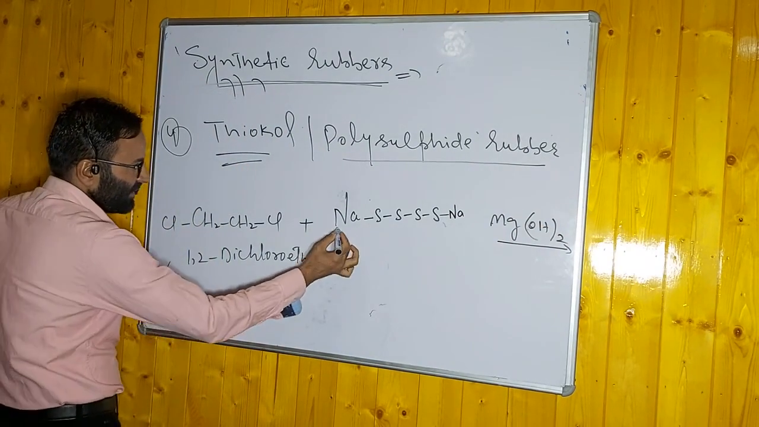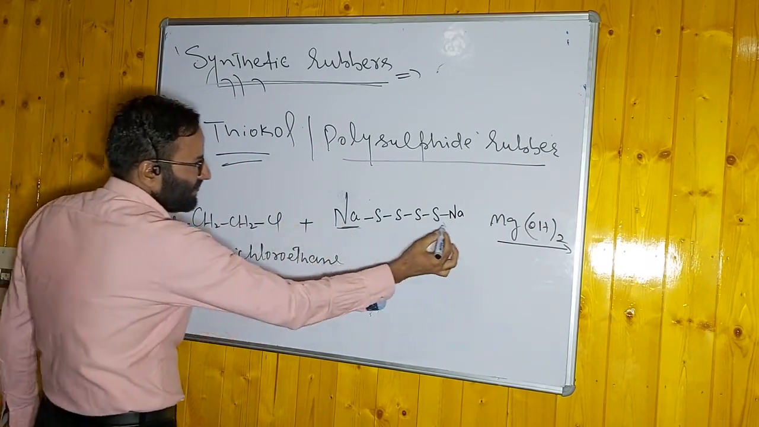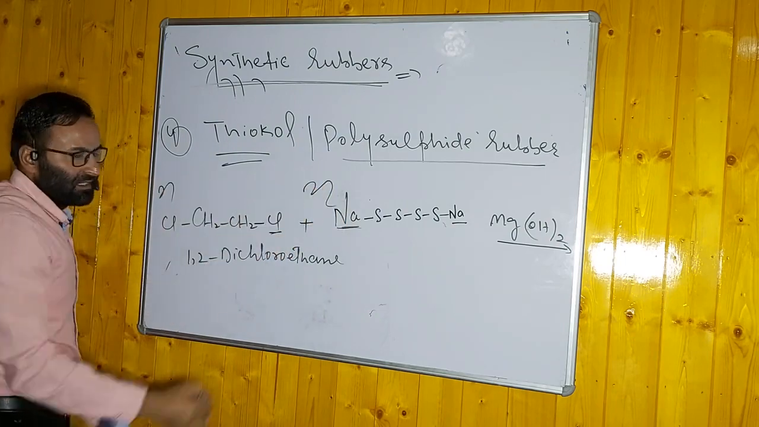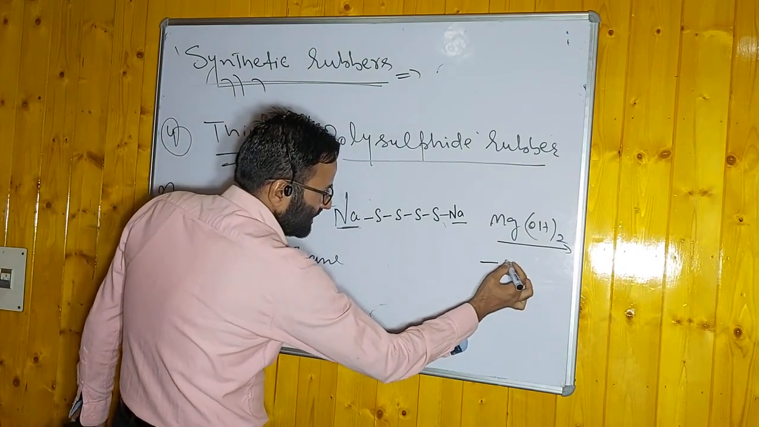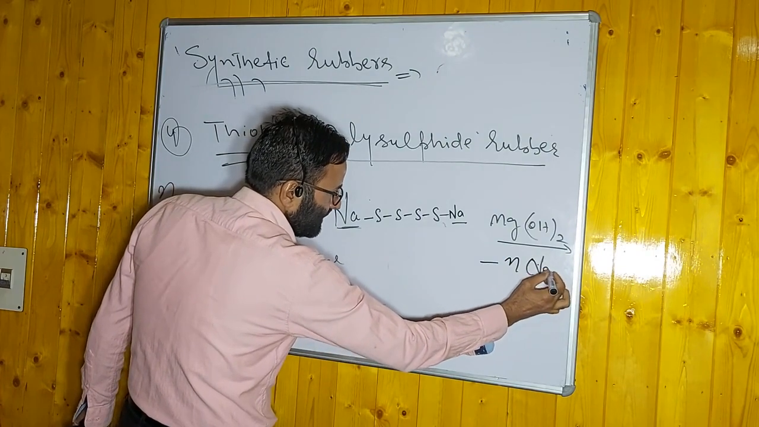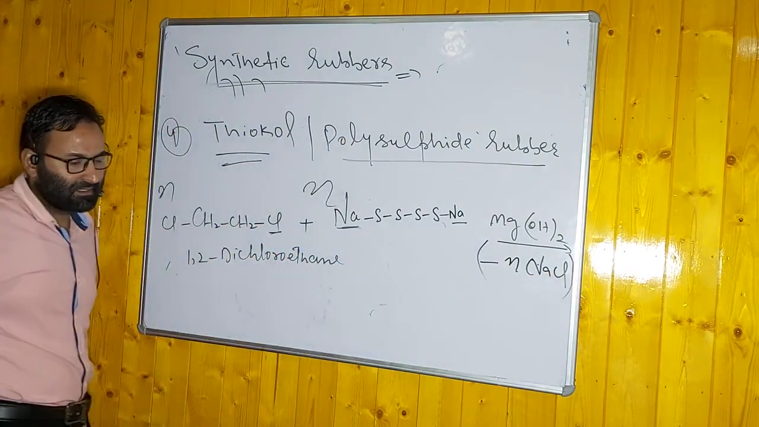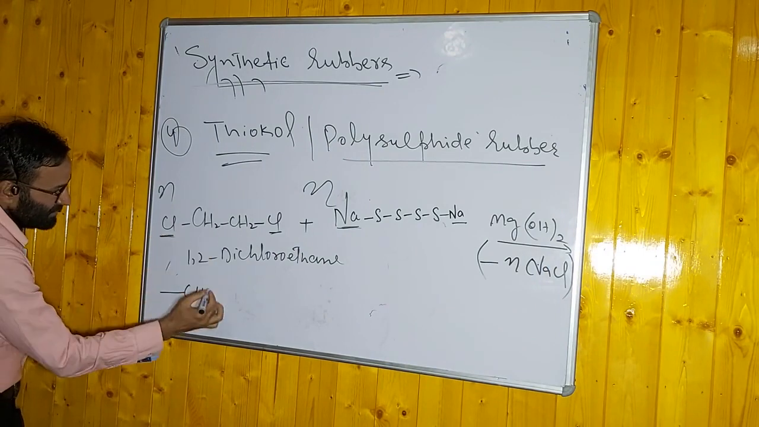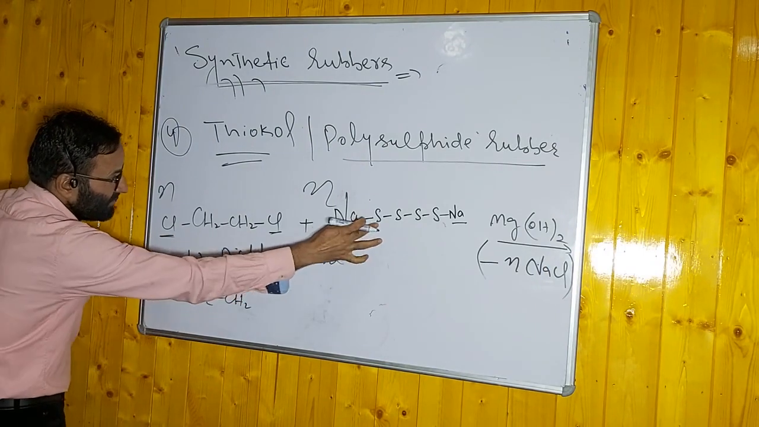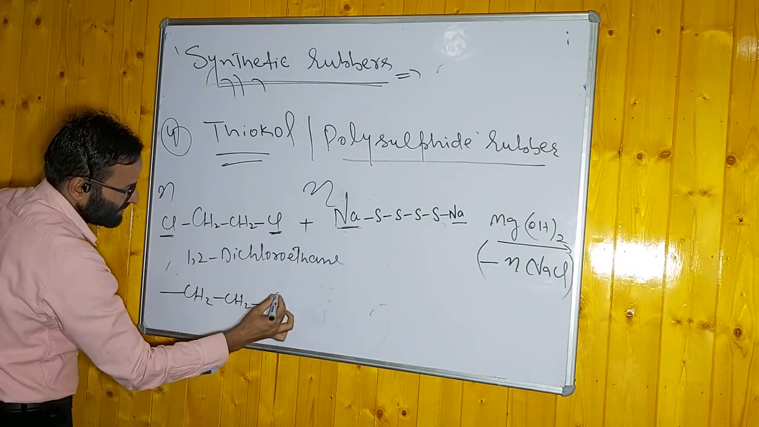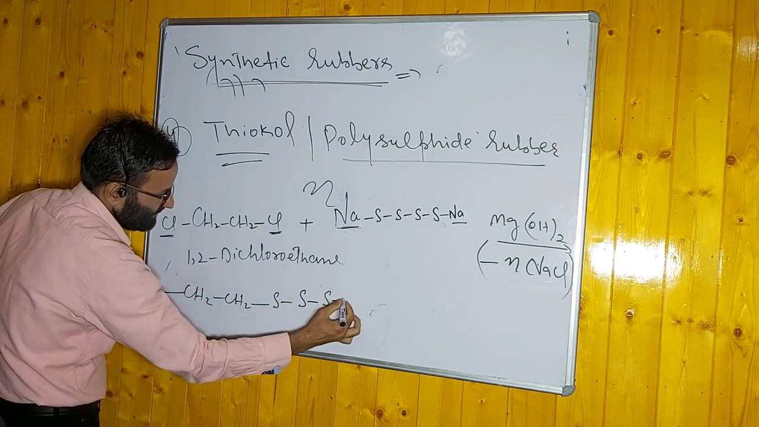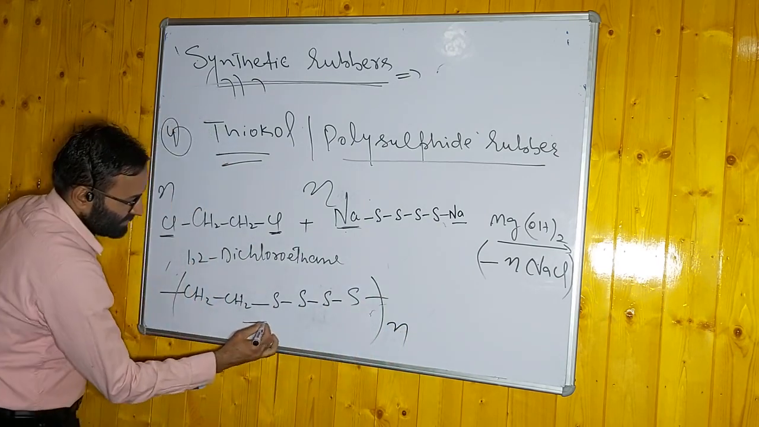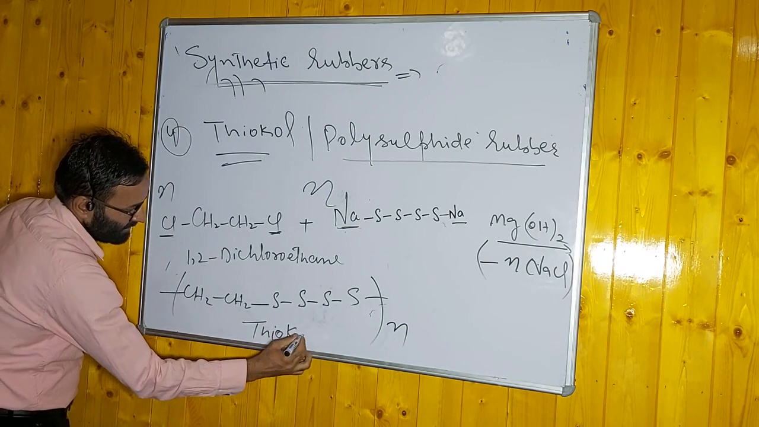What happens? Sodium comes out with chlorine. You have n times of this, and you lose n times NaCl. Now what do you have? CH2 comes out and forms a bond with sulfur, sulfur, sulfur, sulfur, n times. This is thiokol.